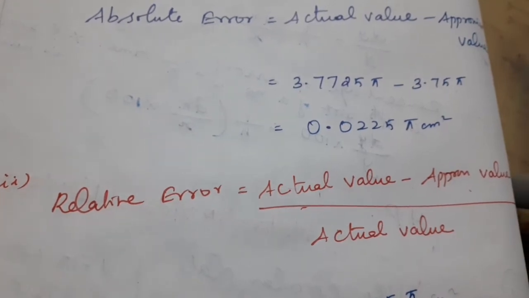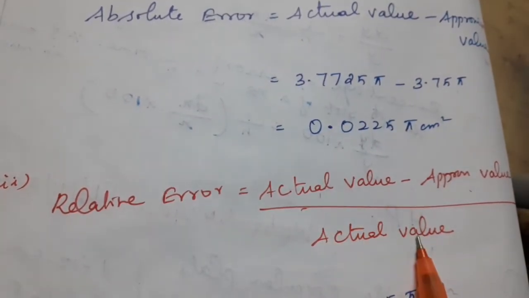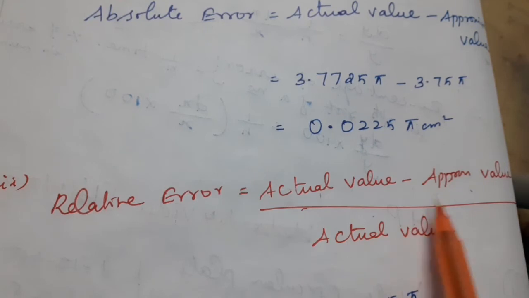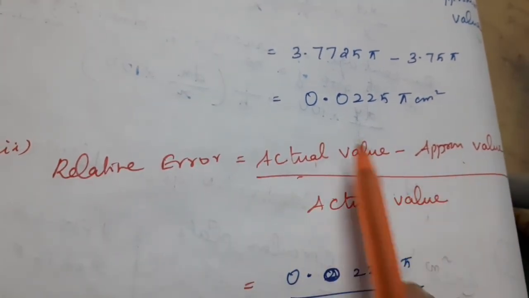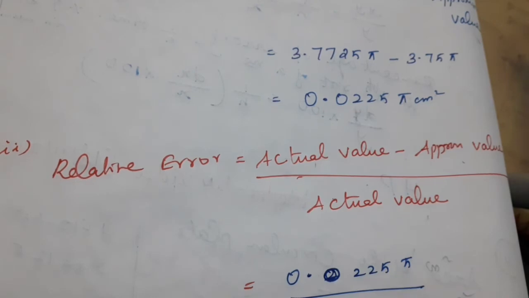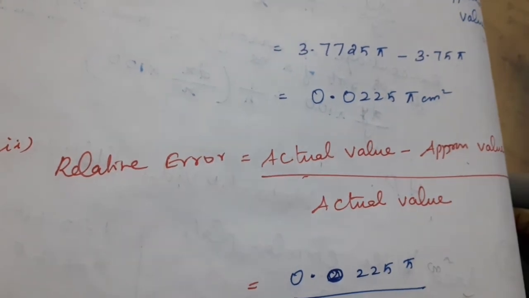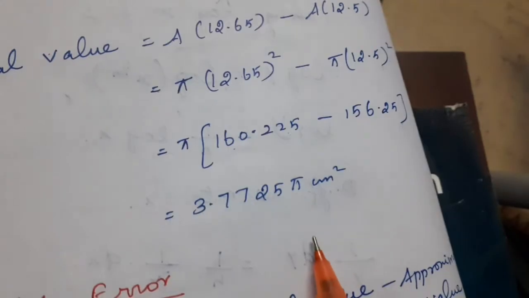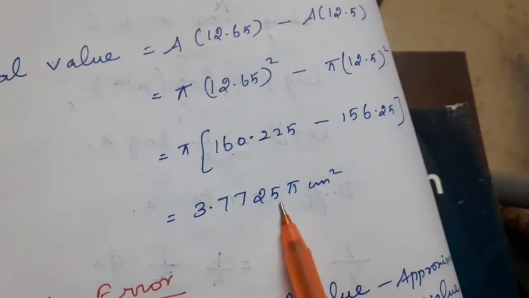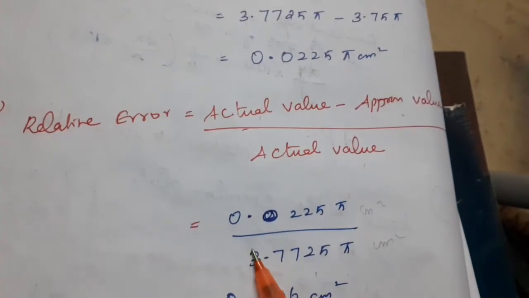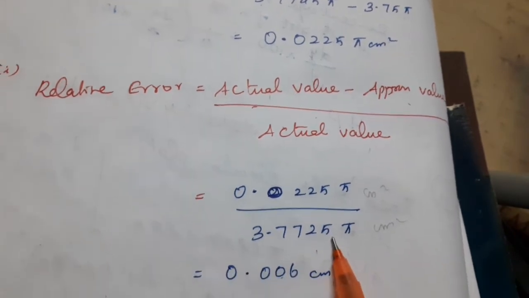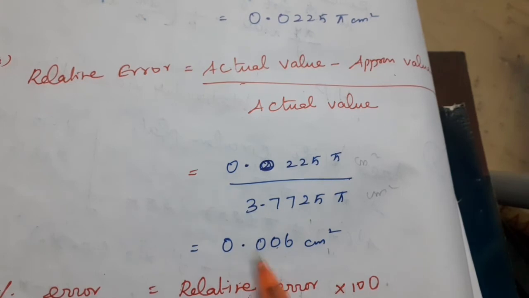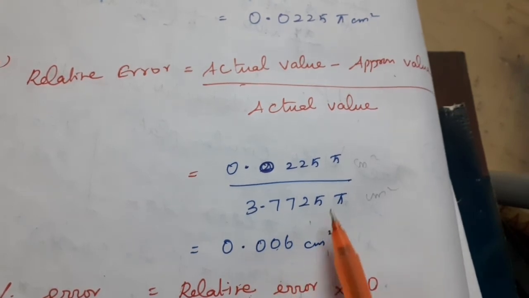After finding the absolute error, next we find the relative error. Relative error is nothing but what? Absolute error by actual value. Absolute error is actual value minus approximate value. 0.0225 pi by actual value. What is our actual value? 3.7725 pi centimeter square. So after dividing we get 0.006 centimeter square. Do the division yourself.